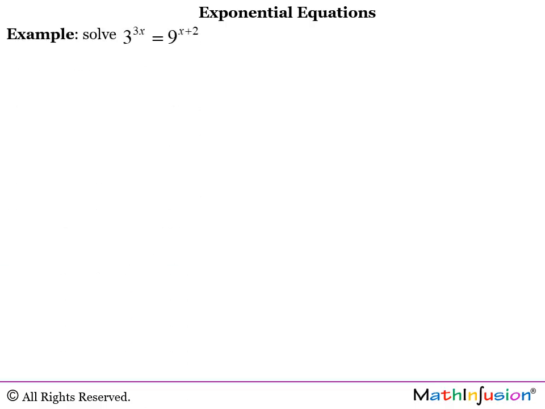Let's start with exponential equations. Let's try to solve 3 to the power of 3x equals 9 to the power of x plus 2. This is a very easy one because I can express 9 as 3 to the power of 2 to get this. Now I can use the rule of exponents to get that.